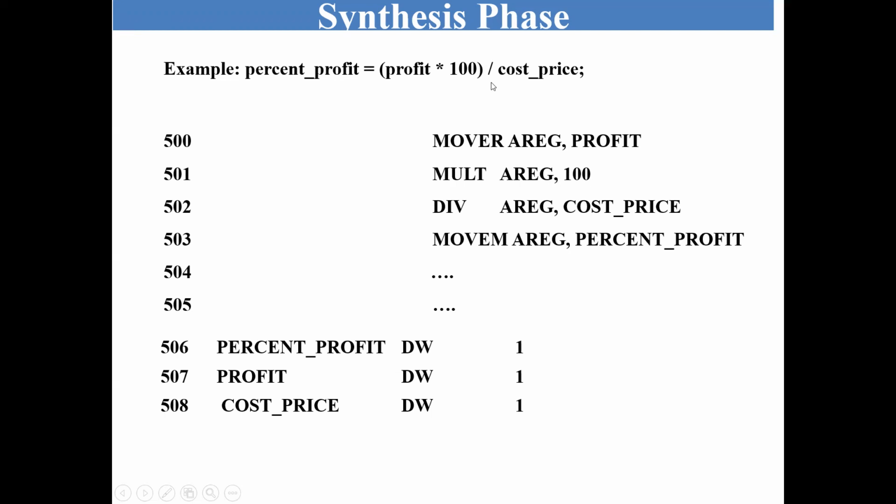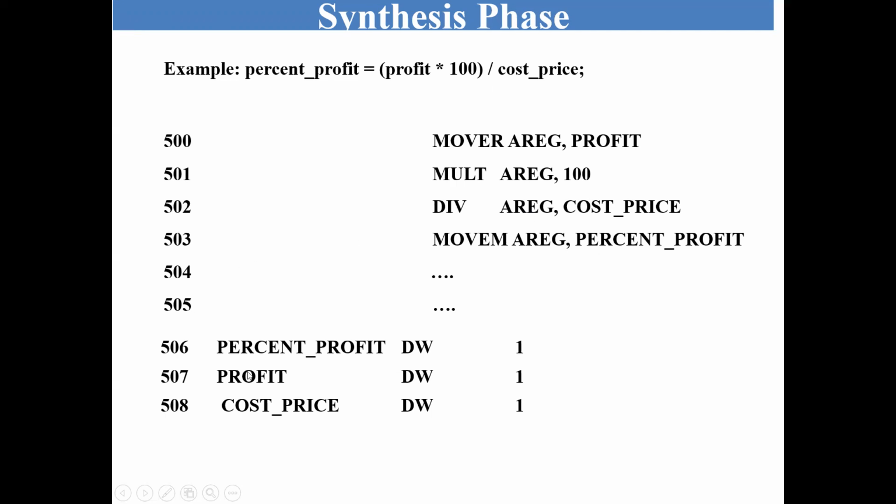Then we have to divide by cost price. So the division operation on the A register, because the result is stored in the A register, by cost price. And this output you have to shift into percent profit. So move percent profit comma A register.